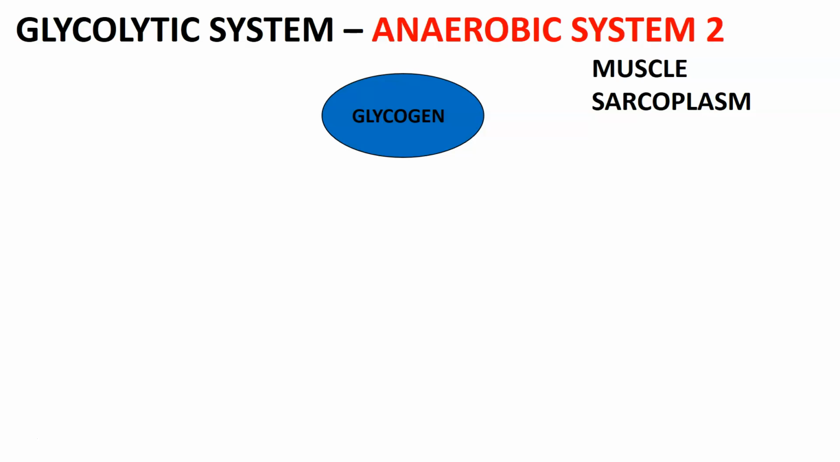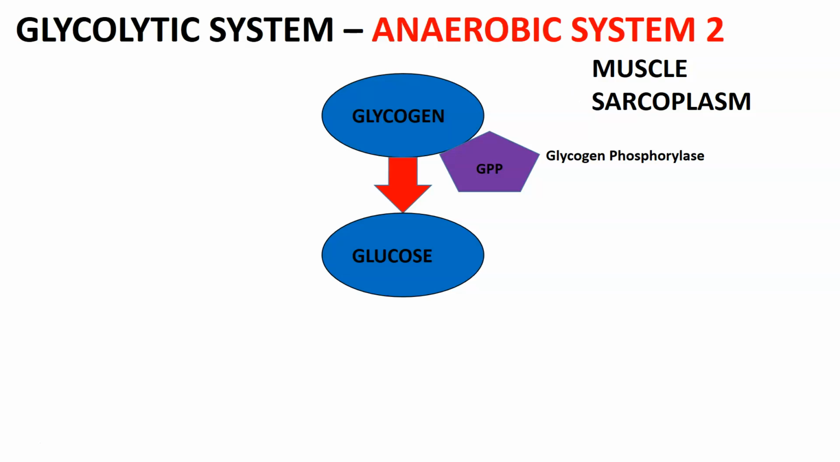And we start with glycogen. So we've broken down our carbohydrates and we have glycogen, which is stored in the muscle and the liver. So it's stored in this muscle sarcoplasm. Now we have to break down glycogen into glucose, and we do this with an enzyme called GPP, also known as glycogen phosphorylase. I think it's important, the first time you're seeing this terminology, that you write down glycogen phosphorylase. However, in your exam you only have to put GPP.